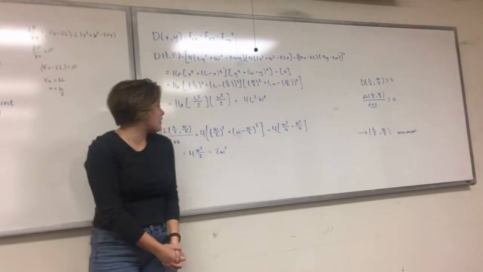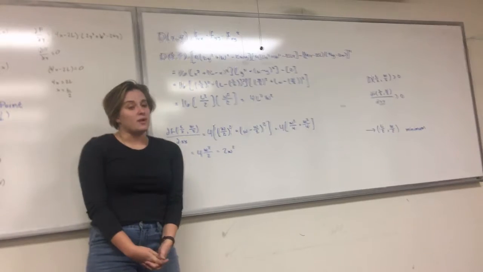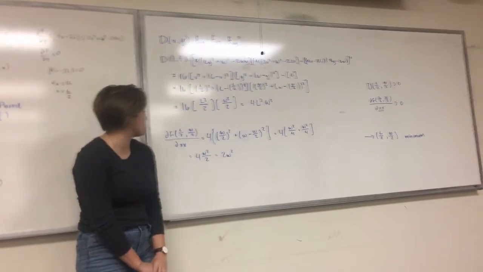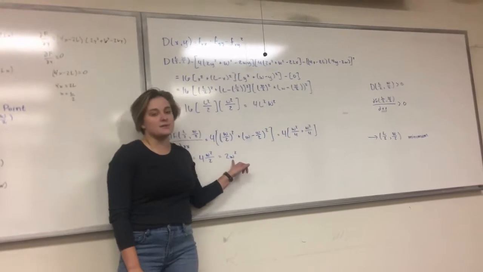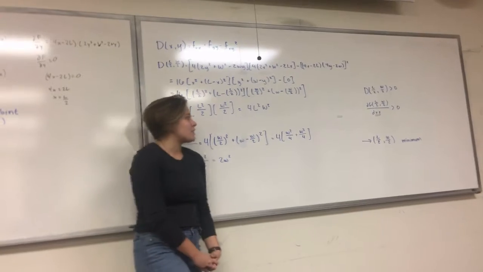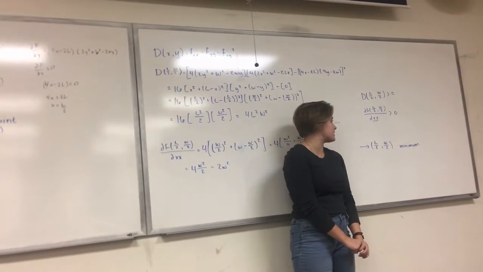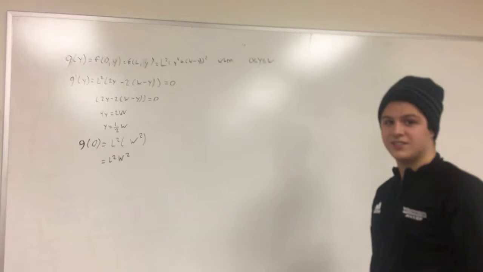So now all we need to figure out is if the partial xx is also greater than 0, then we have our minimum. We got our partial xx and plugged in our critical point, and it simplified down to 2W squared, and because W can never equal 0, the partial xx is greater than 0, which means that our critical point is a minimum.